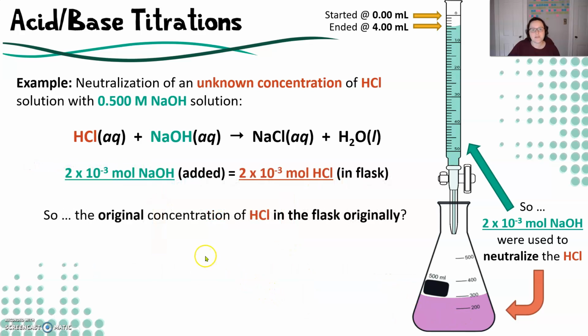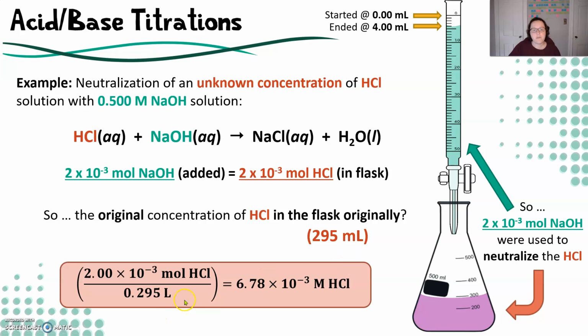Okay, then what was the original concentration of the analyte? For this, we need to remember that 295 milliliters of the analyte solution was added to the reaction flask initially. So if that volume of analyte contained 2 times 10 to the negative third moles of hydrochloric acid, then we solve for the molarity by dividing the moles of hydrochloric acid by the total volume of the original analyte solution that was titrated. This gives an analyte concentration of 6.78 times 10 to the negative third molar for the original analyte solution.